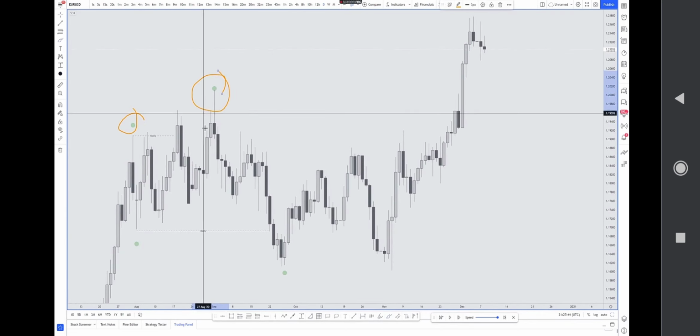And we'll just carry on here. So now we take this high and become bullish, unconfirmed.